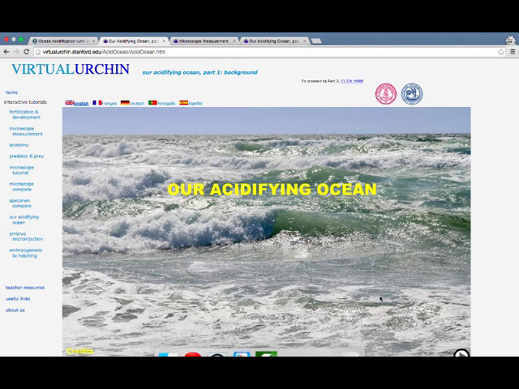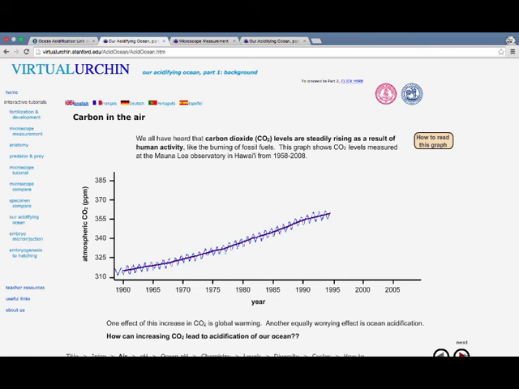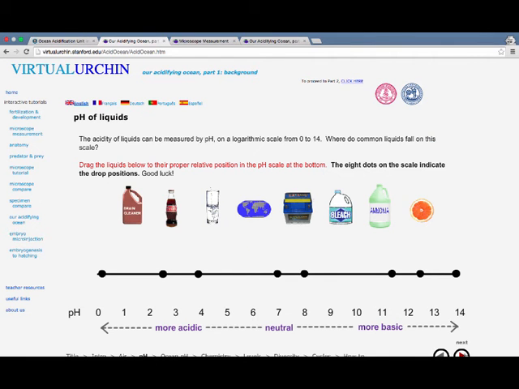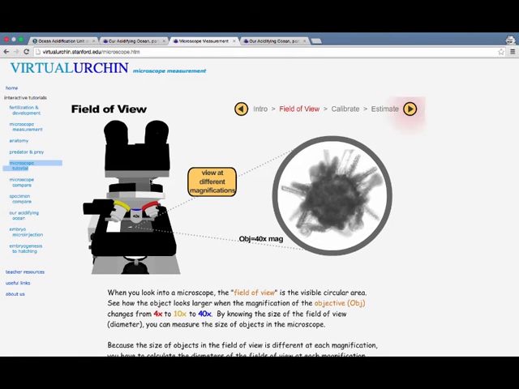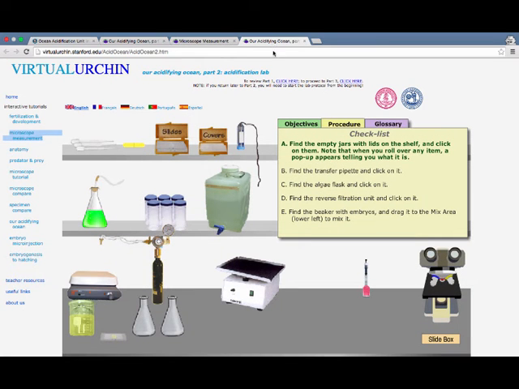The first item in the online virtual urchin study material site is the interactive study guide where the students step through these slides to understand the basics of ocean acidification. They then move on to tutorials on microscope measurement. They learn how to use a microscope, how to calibrate it, and how to estimate. And then they move on to the main activity, which is the lab, where they measure the growth of the sea urchin larvae in water of increasing acidity. They do the entire lab online.